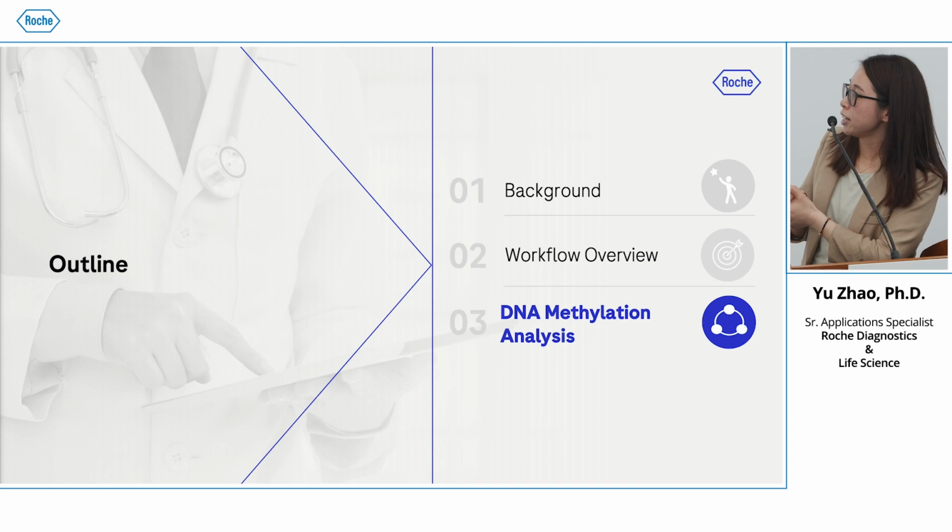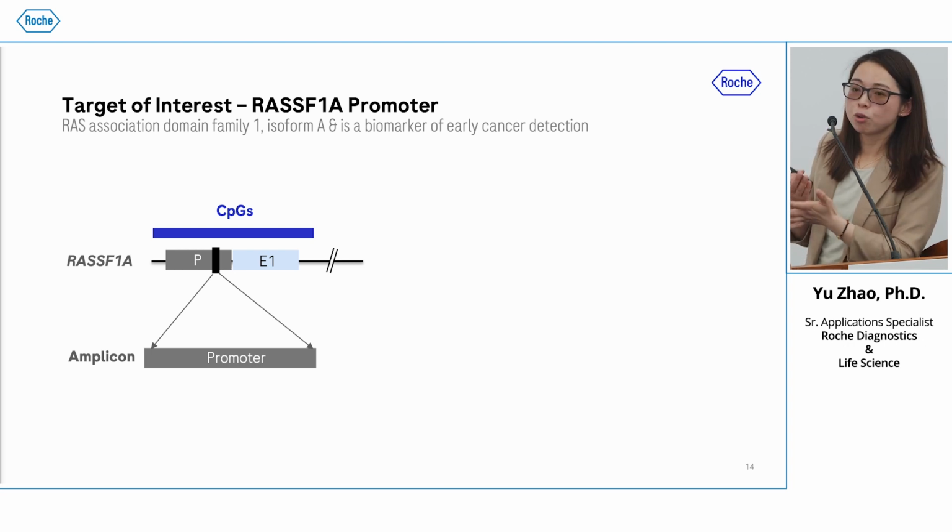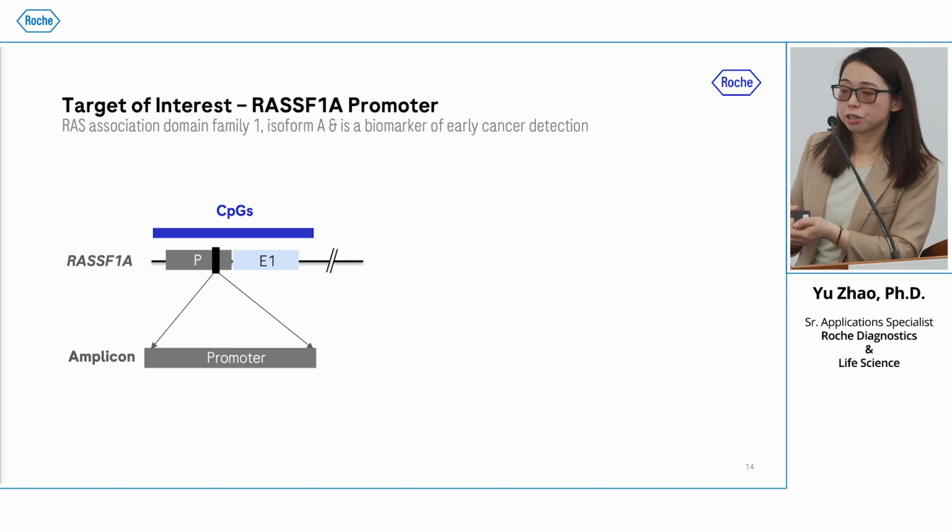Finally, let's go to DNA methylation analysis. The target of interest in this study is the RAS family 1 isoform A promoter. The methylation of the RASSF1A promoter has gained much attention due to its increased frequency in many cancer types.